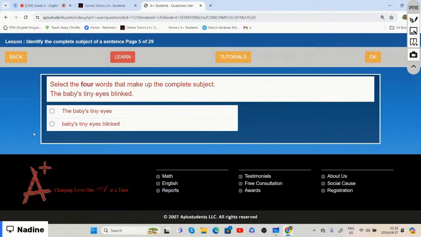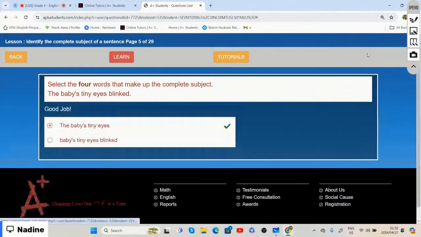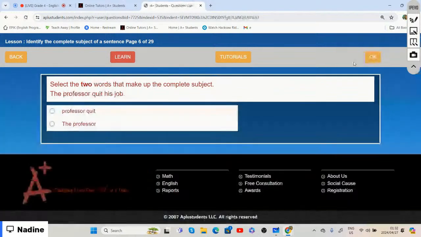All right, and if we were to select the four words that make up a complete subject, we will say the baby's tiny eyes. Well done for changing your mind. The first one is correct. Yes, so that is a subject. It tells us who or what is doing something, right?